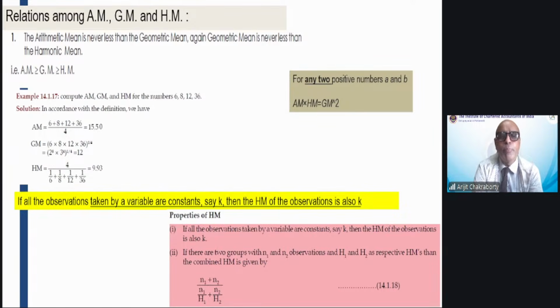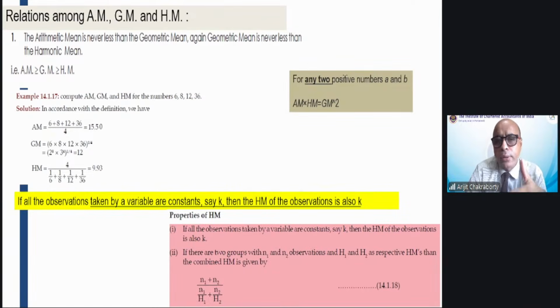That means for any two positive numbers, say A and B, AM into HM will give you GM square. That means in the exam, if you are given the harmonic mean of two numbers and you are given, for example, the geometric mean of these two numbers, and the question says that you are required to find out the arithmetic mean.